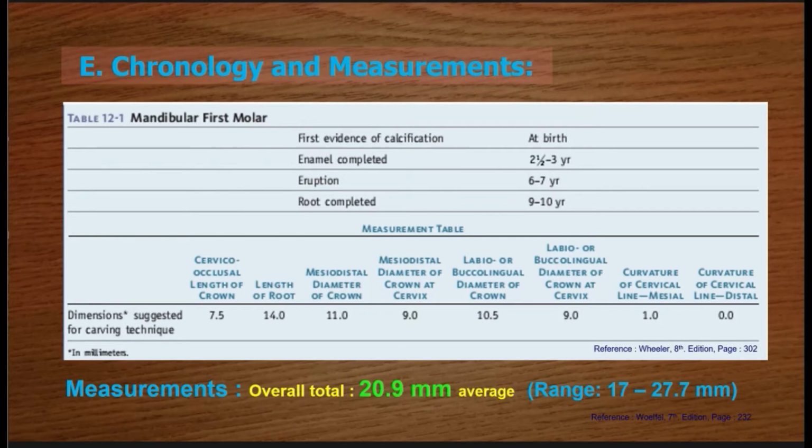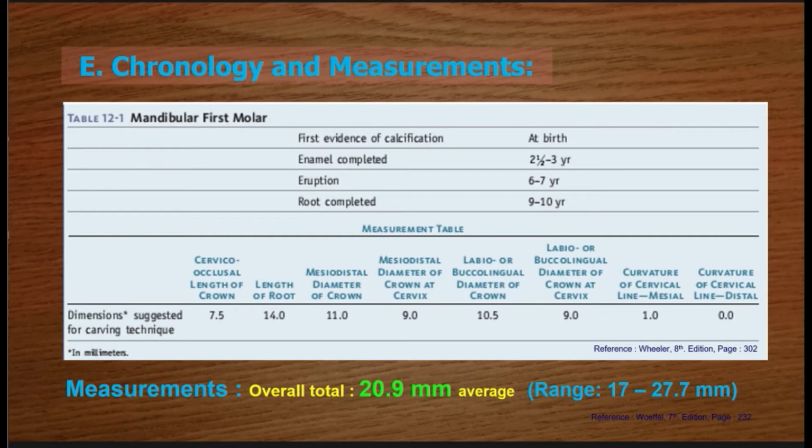Chronology and measurement. Mandibular first molar. First evidence of calcification is about at birth. Enamel is completed at 2.5 to 3 years. Eruption is at 6 to 7 years. Root completed about 9 to 10 years, because after eruption it takes about 2 to 3 years for completion of the root.